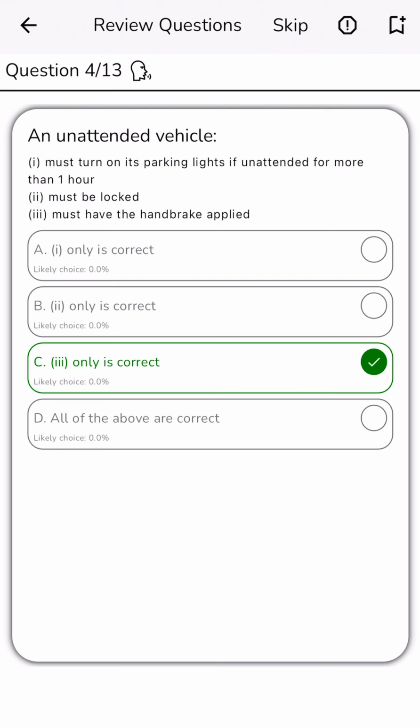Whether the car is locked has got nothing to do with it being parked more than an hour, or with it being unattended. The first option, must turn on its parking lights: the parking lights are not meant to be used for vehicles which are unattended. That is why that option is irrelevant. But at all times, the handbrake must be applied for a stationary vehicle. Very, very important on that one.